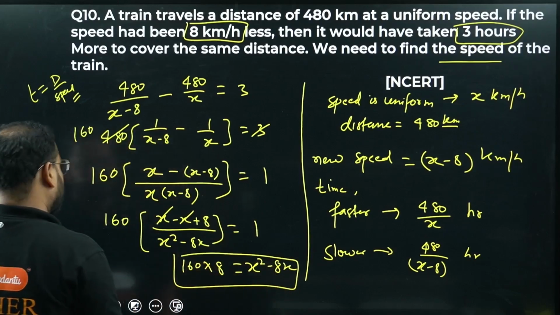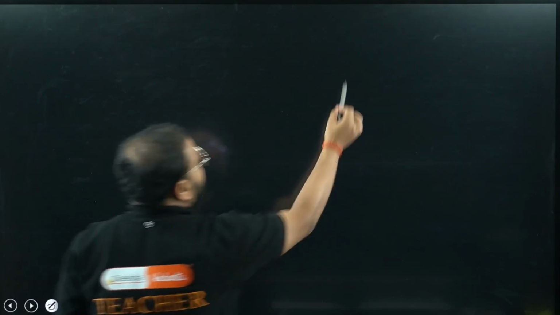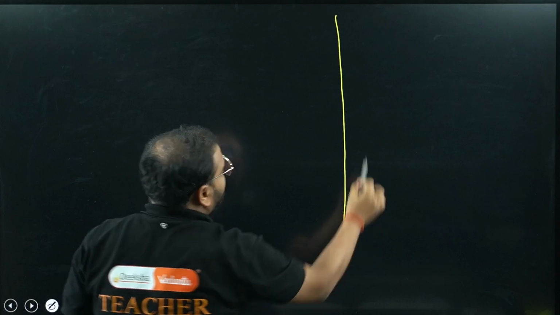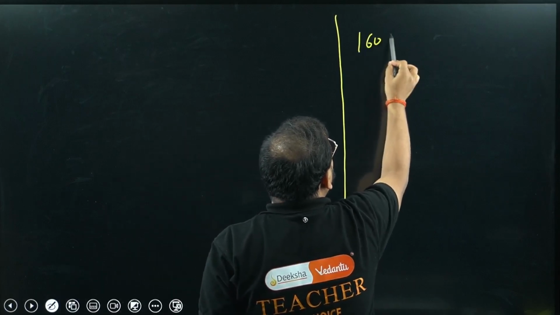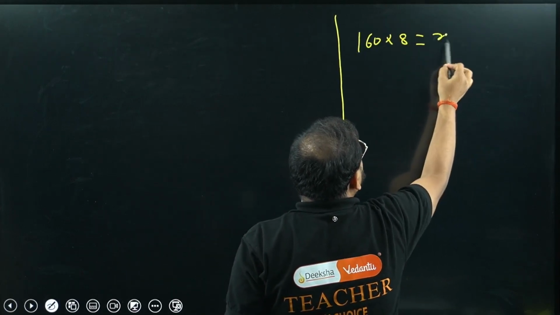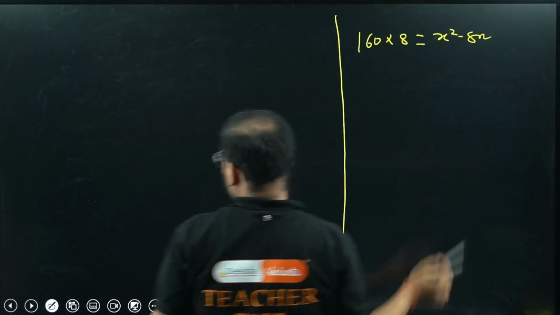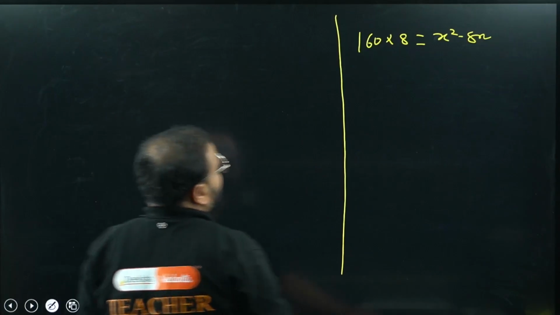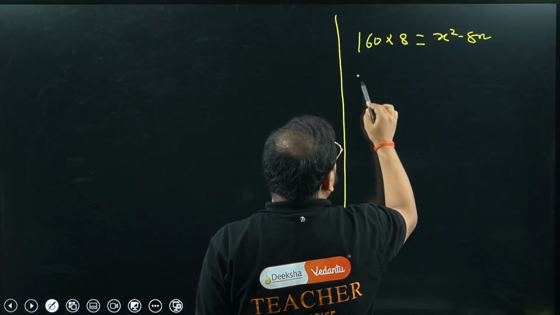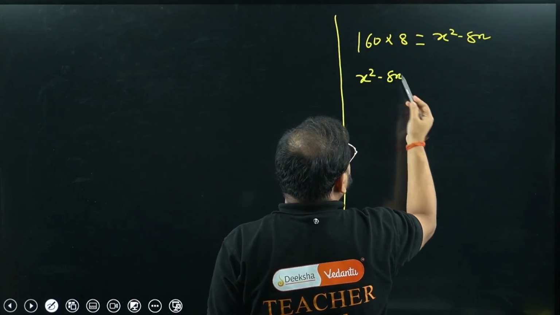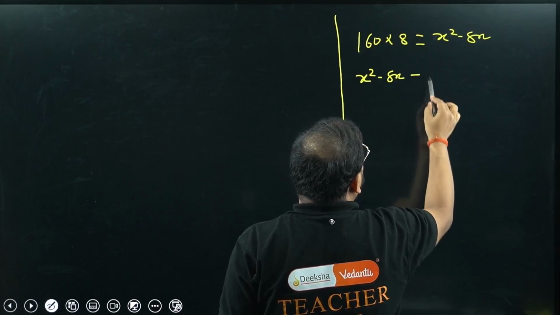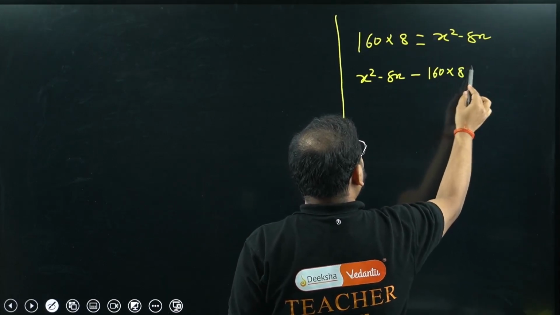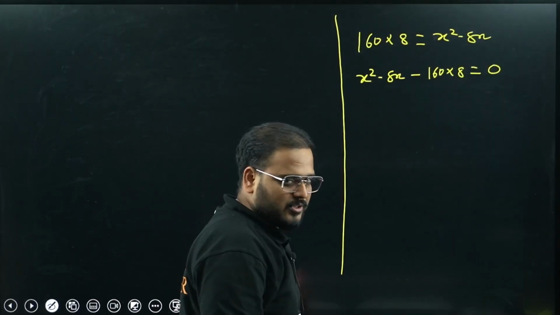My quadratic equation. Let us write it in the standard form. 160 times 8 equals x square minus 8x. Please check, the same thing I've written over here. All right, now bring this whole thing over there. I get x square minus 8x minus 160 times 8. Sir, why don't you multiply? I don't want to. You'll see the difference.